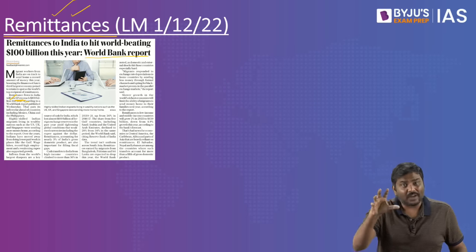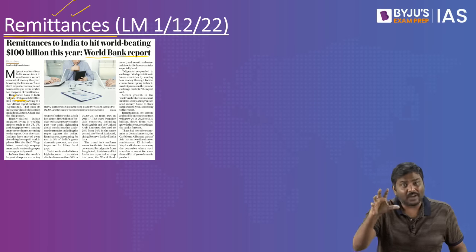Now based on this, I've given a very simple MCQ. Which of the following institutions has published the report titled Remittances Brave Global Headwinds? Because we have already discussed it, it should be very easy for you. It is the World Bank, which is the authority that has published it.